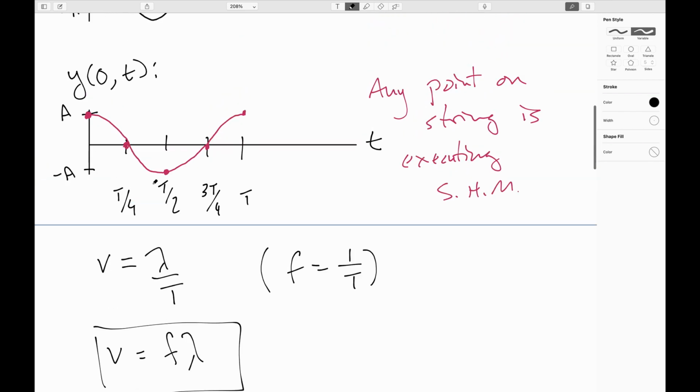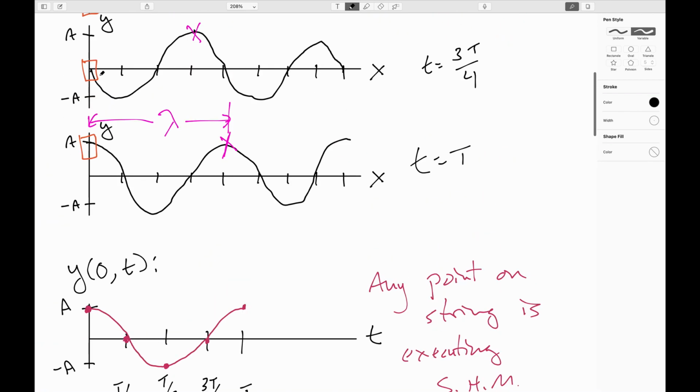So the frequency is the frequency at which, if I stuck a bead anywhere on the string, that would be the frequency at which it's undergoing simple harmonic motion. And the speed of the wave will be that frequency times the wavelength of the wave on the string.